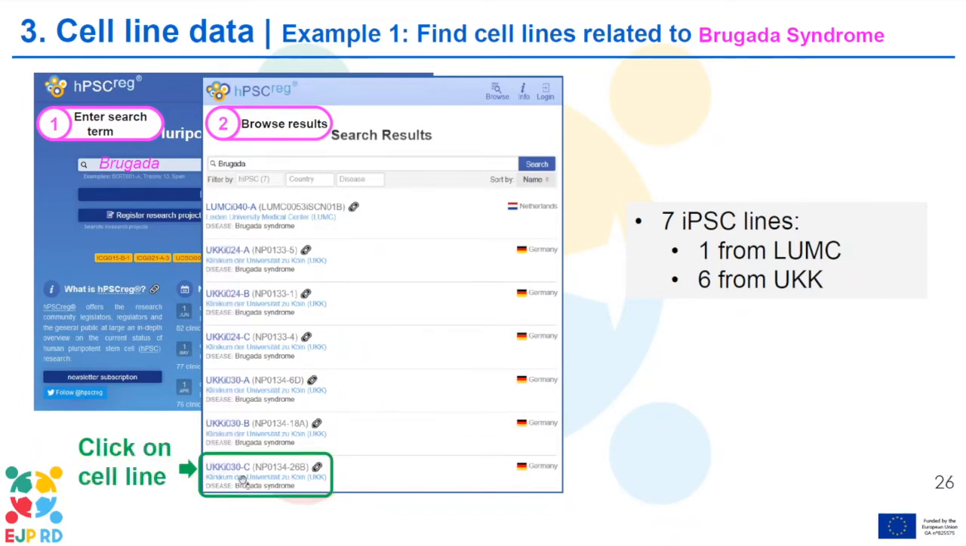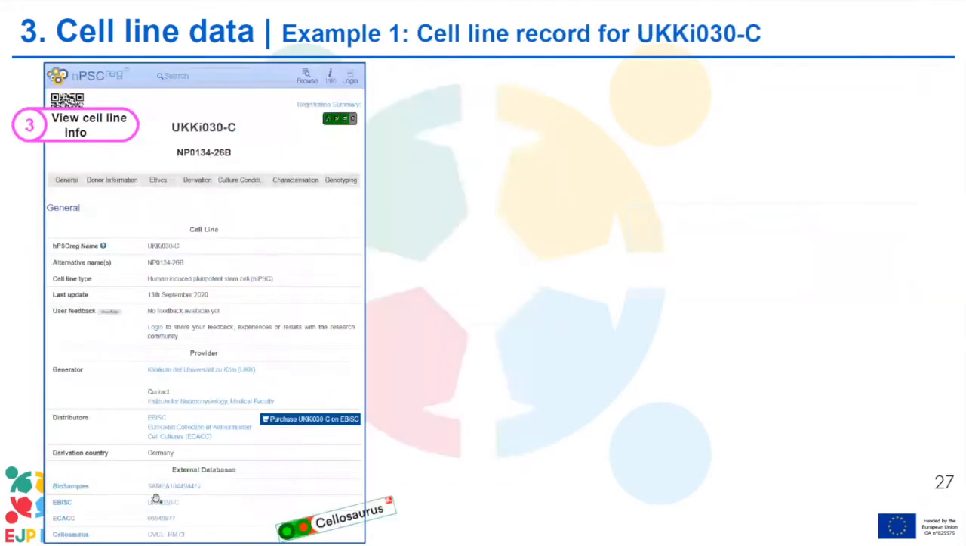Now, if we click on the cell line record of 1 line, we can see some general information about the name, alternative names, who generated the line. In here, we can see that this line is being distributed by eBISC, and it is also kept by the European Collection of Authenticated Cell Cultures, or ECACC. We also have a number of links to external databases, including Biosamples and Cellosaurus, which is another resource that was presented in this webinar series.